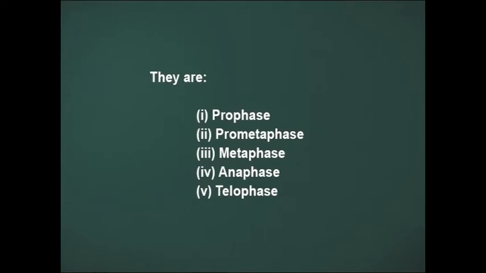The process of karyokinesis includes the division of the nucleus into two daughter nuclei. The nucleus undergoes a number of complex but well-organized and regular steps. The process of karyokinesis can be separated into 5 phases. They are 1, prophase; 2, prometaphase; 3, metaphase; 4, anaphase; and 5, telophase. Now, first let's discuss the prophase.